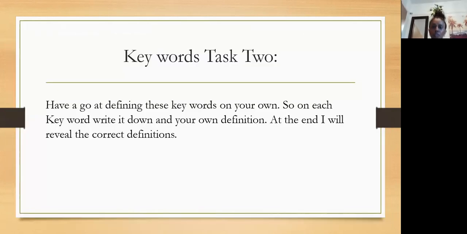I am going to go through some of the keywords that we're going to be using in our writing over the next 2 weeks, and I want you to have a go at writing down your own definition of the keywords without researching, without looking, and without continuing the video when we get to that part. Then I will reveal the definitions of the words for you, but let's see if you can have a go at what you think the words mean on your own.